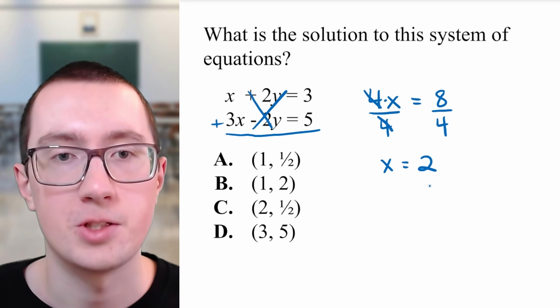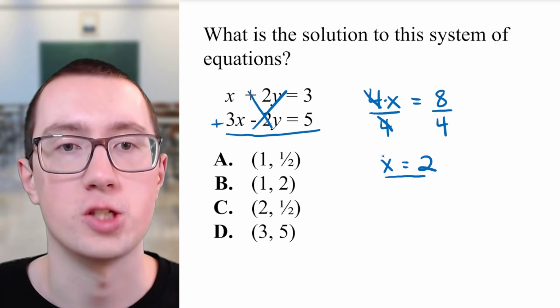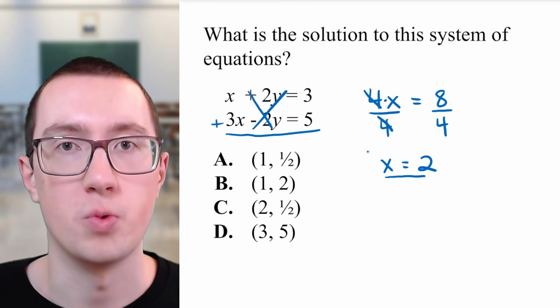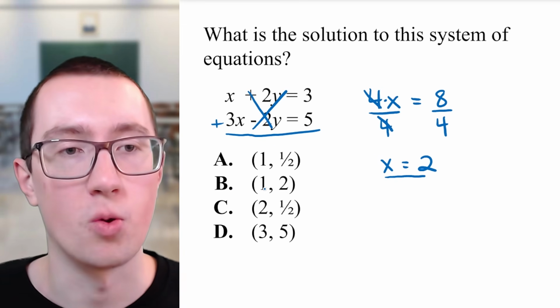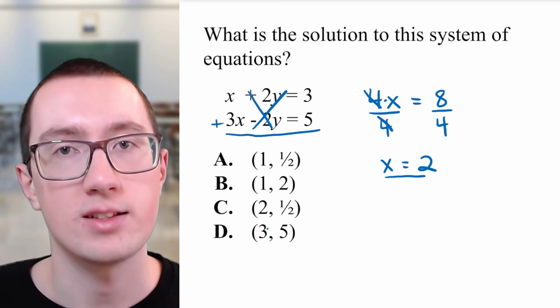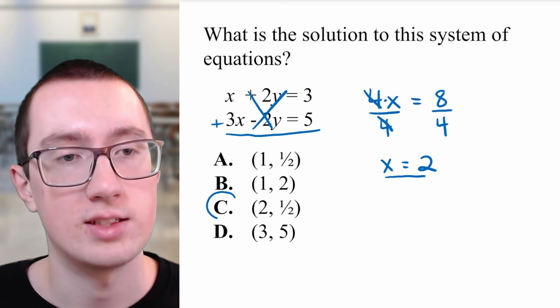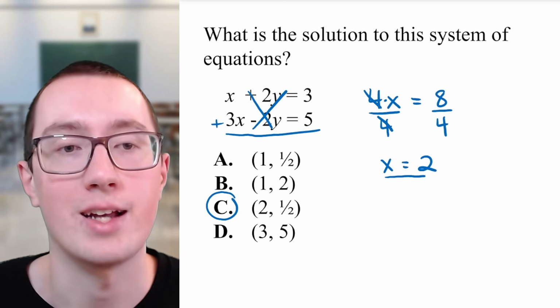Now, the next step of a system of equations is to plug in x equals 2 into either equation and solve for y. But wait a minute, let's look at our answer choices again. A and B say that x is equal to 1. D says that x is equal to 3. The only one that says that x is equal to 2 is answer choice C. So we don't even have to solve for y. We know that the answer has to be C.